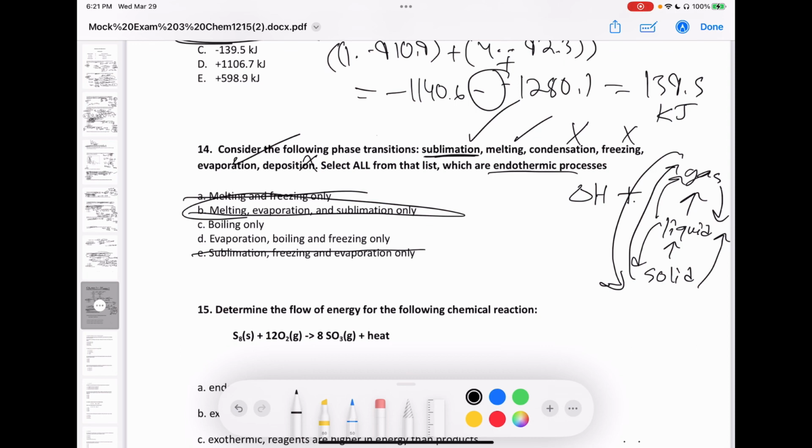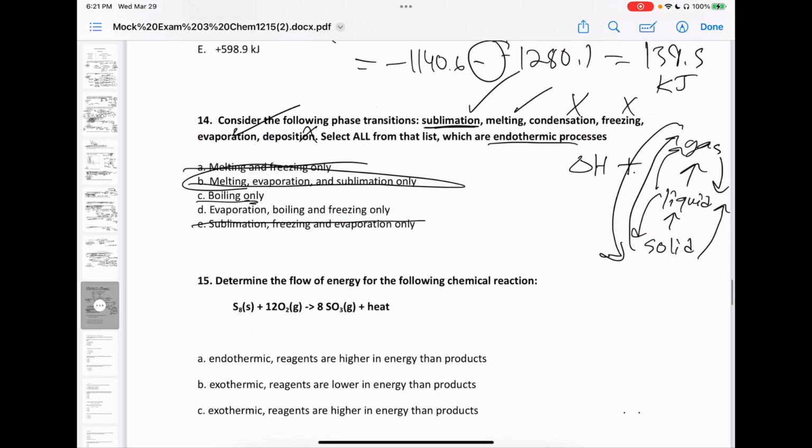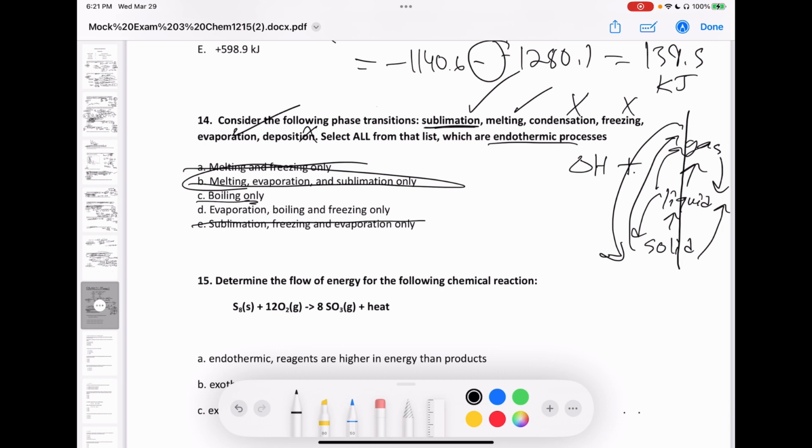Boiling wasn't even on this list, so I don't know what that is. Right? Did I miss that? Nah, we're good. Cool. And again, boiling isn't endothermic. Wait, boiling is endothermic because you are going from liquid to gas. Sorry, but it can't be B because it's not melting only. There are other things that are also endothermic.